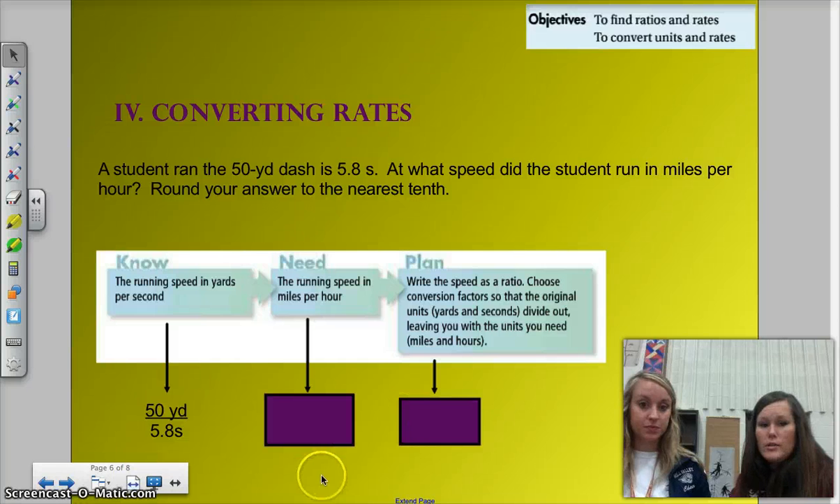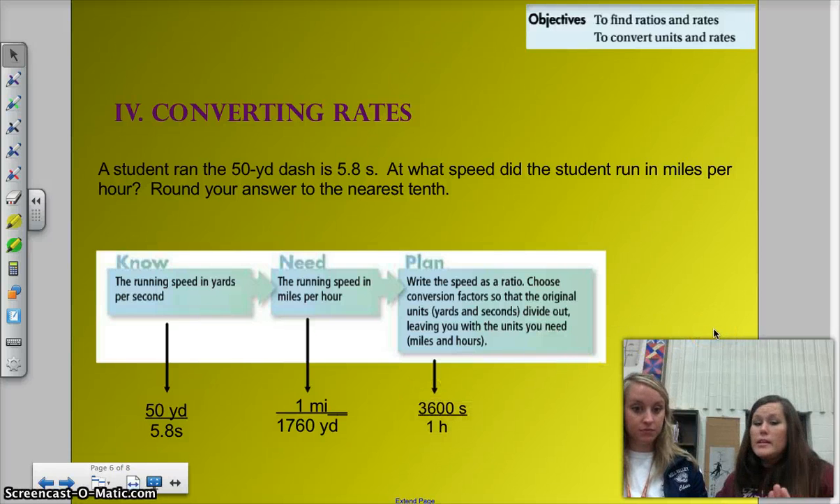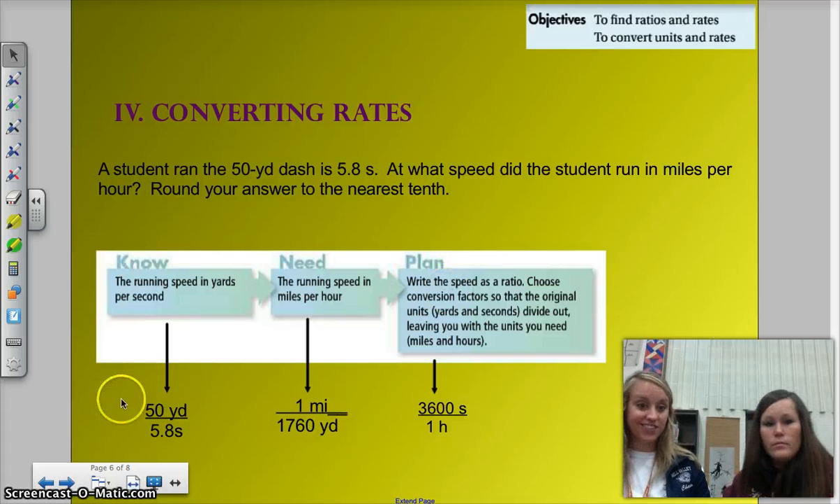We need miles per hour, so we're going to do 1 mile equals this many yards, because that's what we originally have is yards, and we want to cancel those diagonally. Then we're going to write the speed as a ratio. We want to change this into hours, and there's that many seconds in an hour. So we're going to multiply all that out. Okay. Let's do it.